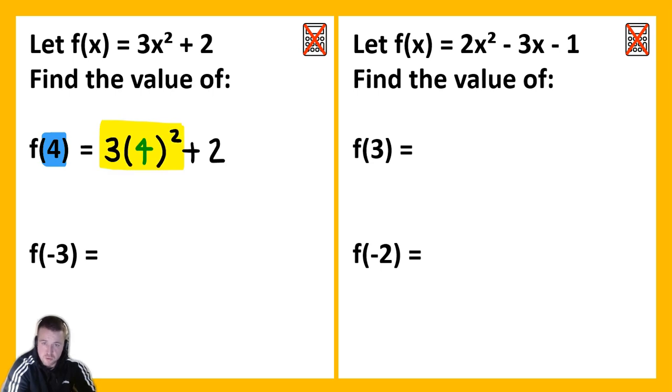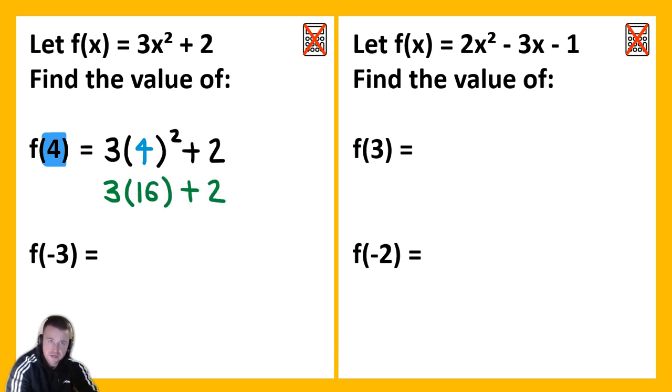Here we have multiple operations, so we'll need to consider order of operations, BIDMAS. Indices comes first, so we'll need to do 3 lots of 4 squared, which is 16. And then I can add 2. 3 lots of 16 is 48, plus 2 gives me 50.